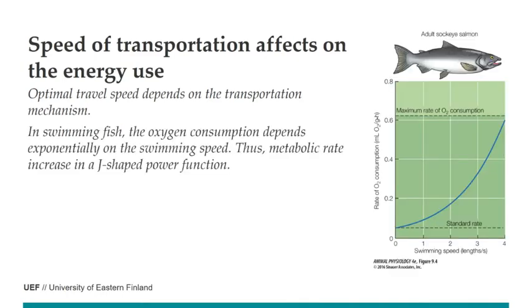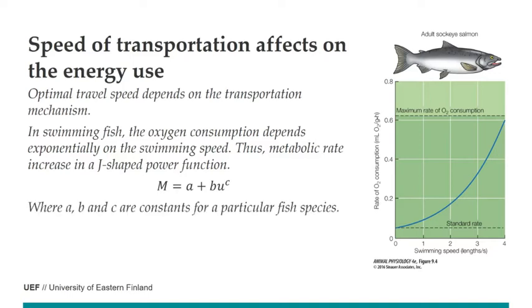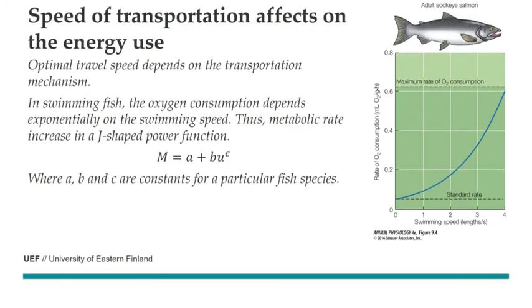And in swimming fish, the oxygen consumption depends exponentially on the swimming speed. So the faster you are swimming, the more energy you are using. And that's why the metabolic rate is increasing in a J-shaped power function. So there is a function with 4 different constants that are different for different fish species. And it's not always this way.